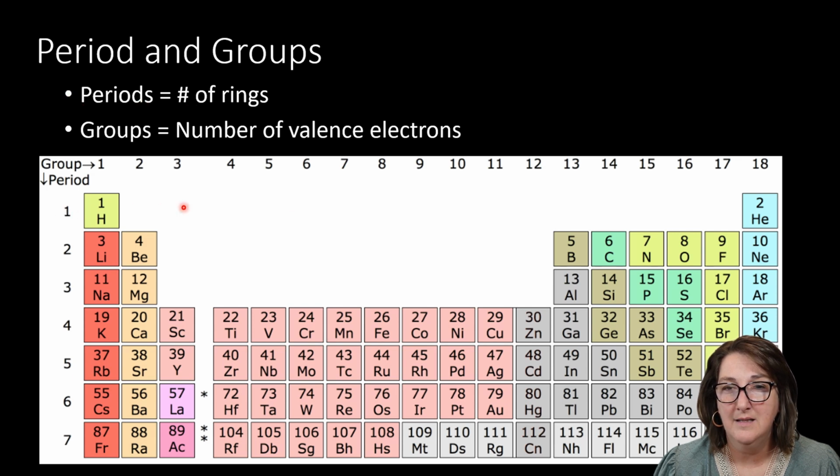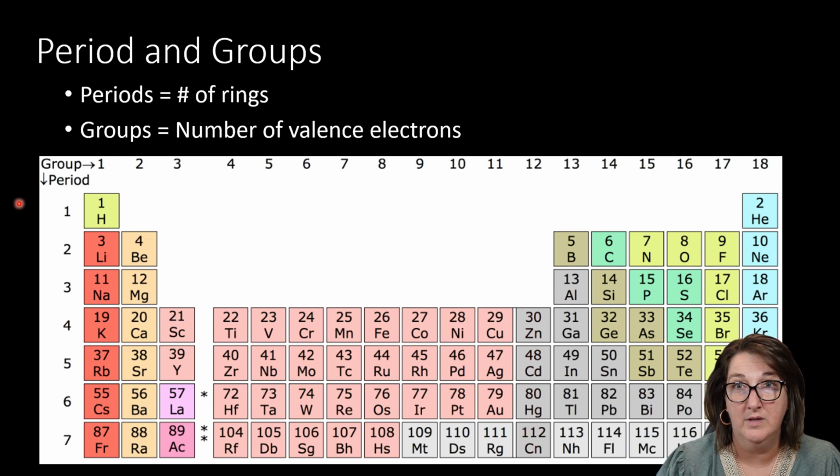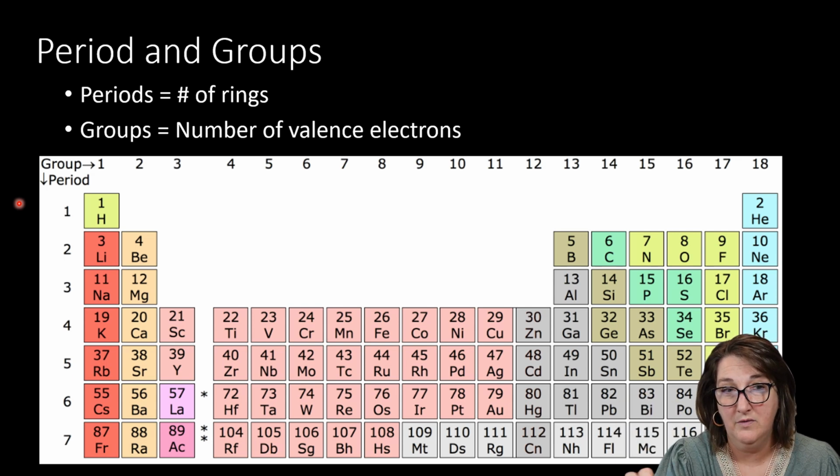So everybody in this period, a period goes from left to right. And to help people remember, I just say you write a sentence from left to right and you end it with a period. So I'm going from left to right and I end it with a period. So periods go like a sentence. They go this way. So everybody in this period is going to have 1 ring. Everybody in this period will have 2. Everybody in this period will have 3. Everybody in this one will have 4. So everybody here will have 4 rings.